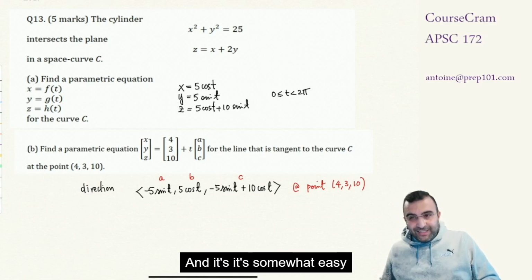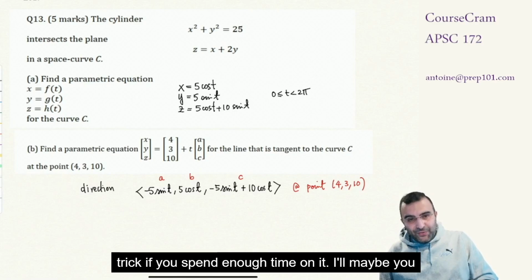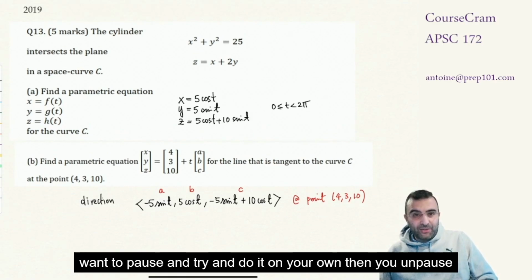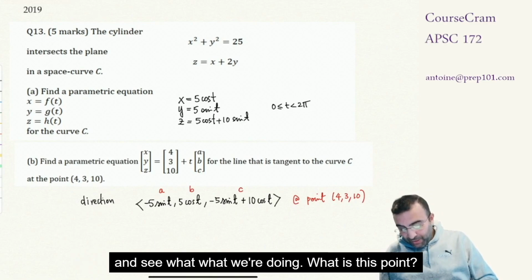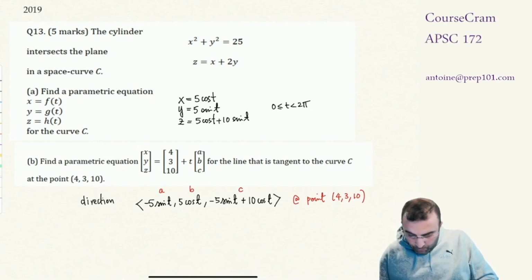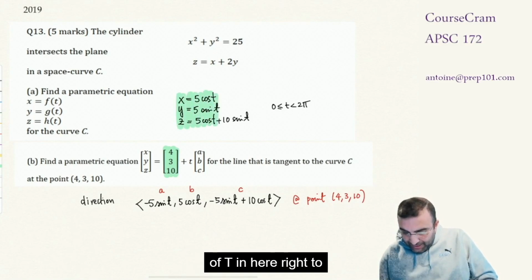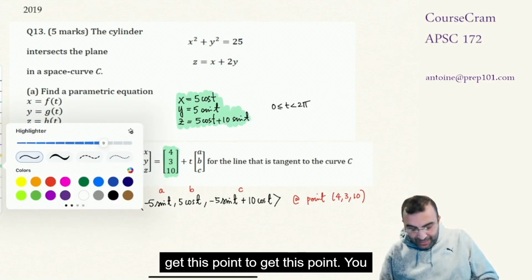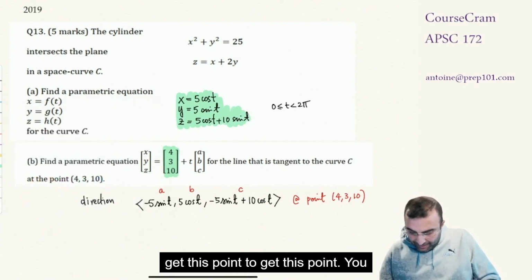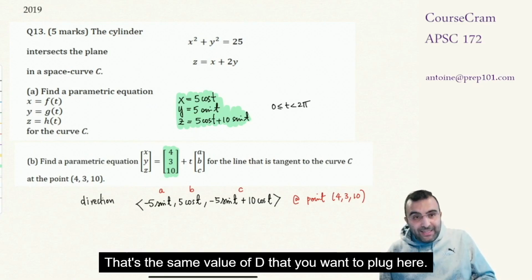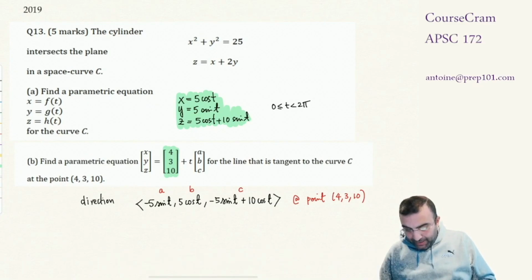And it's a somewhat easy trick if you spend enough time on it. Maybe you want to pause and try to do it on your own, then unpause and see what we're doing. What is this point? This point is some value of t in here, right? To get this point, you plugged in some value of t. That's the same value of t that you want to plug here.